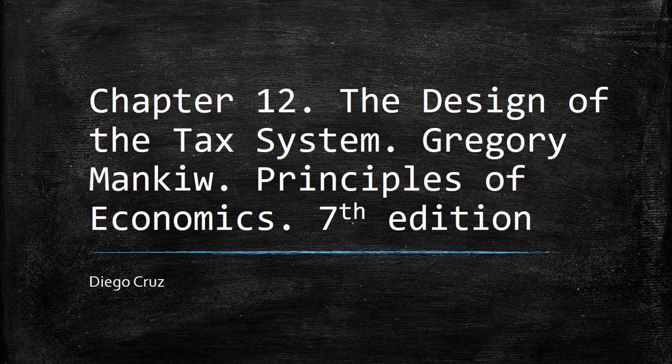This is about chapter 12, the design of the tax system. This is a book by Gregory Mankiw, Principles of Economics, 7th edition.